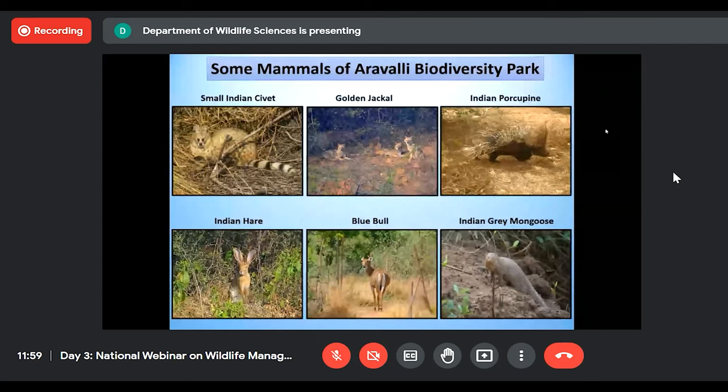The mammals of Aravalli Biodiversity Park that are surviving and thriving are the Indian civet, jackal, porcupine, Indian deer, blue bull, mongoose, and other mammal species. Next, please.